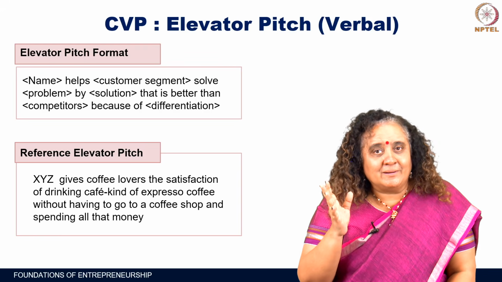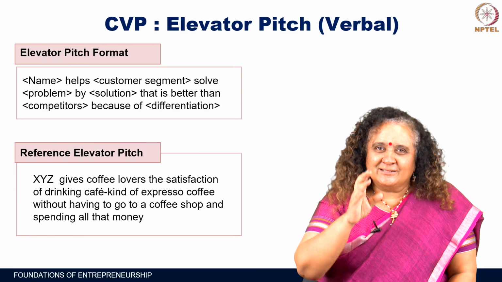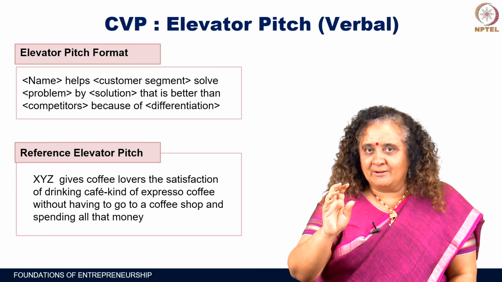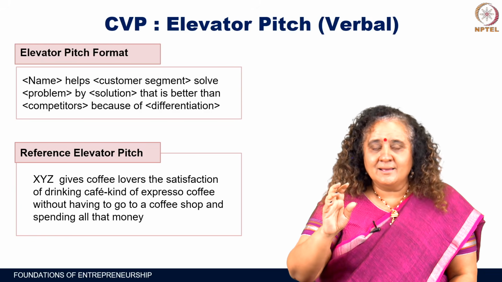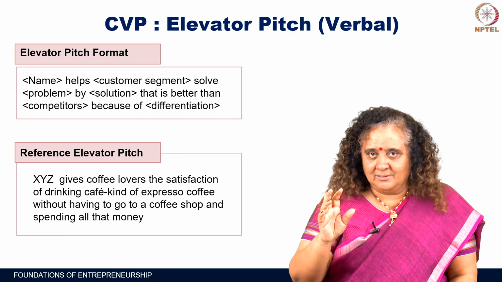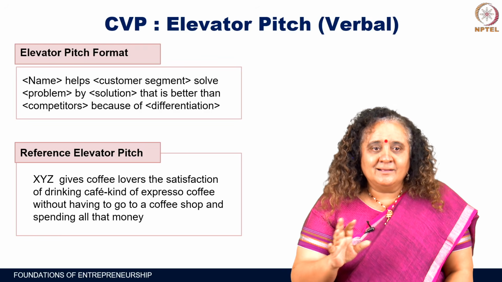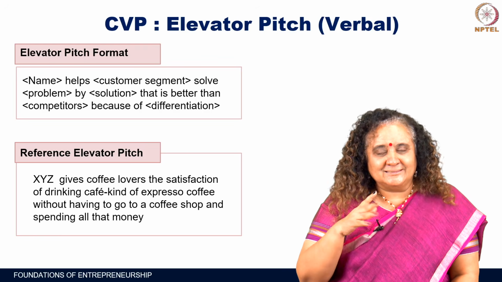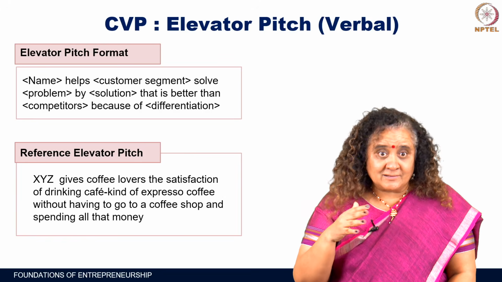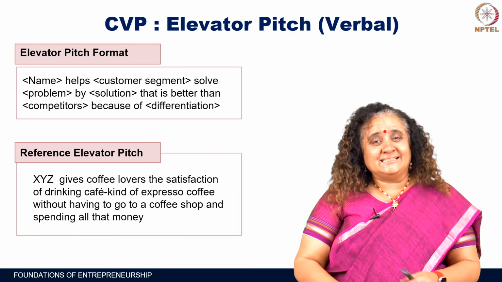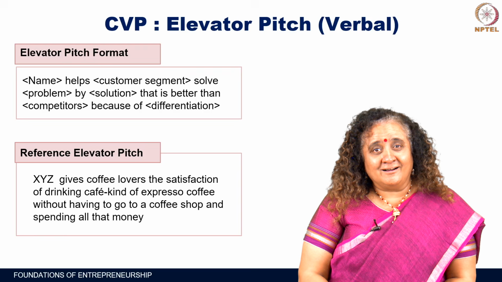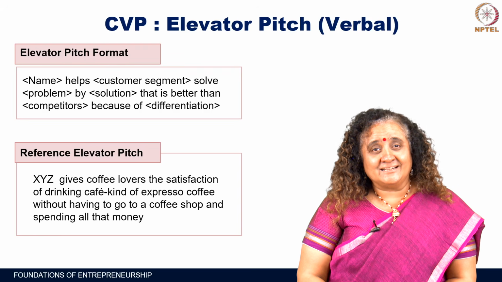The left part of our brain is very logical. So it explains logically that I don't have to spend all that money, I don't have to spend all that time, and it gives me the same kind of coffee. So that is the left part. The right part of our mind is more intuition and creativity. So here is a word like satisfaction. So a customer gets satisfaction.